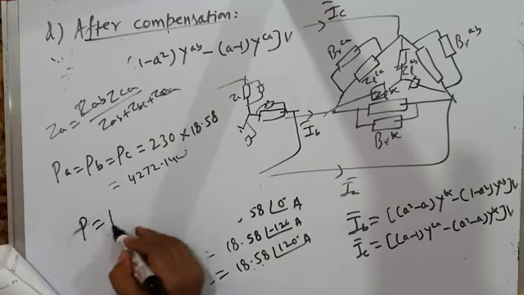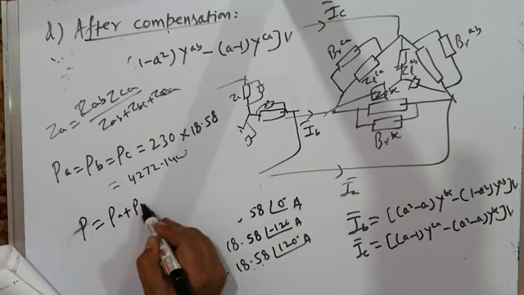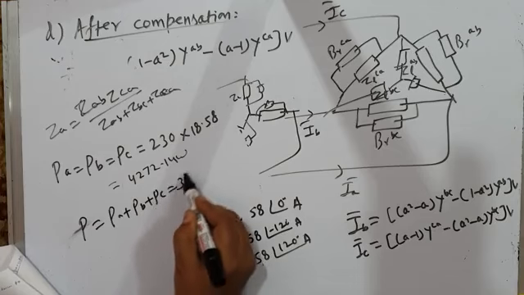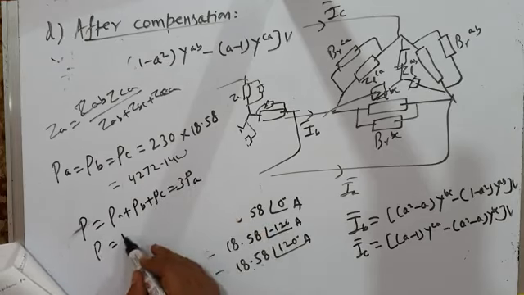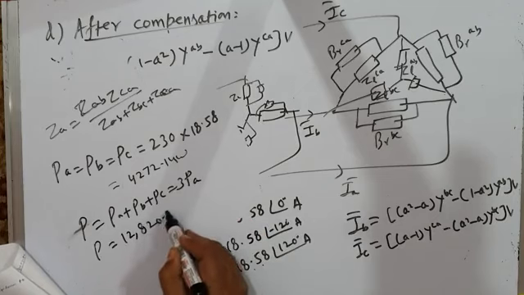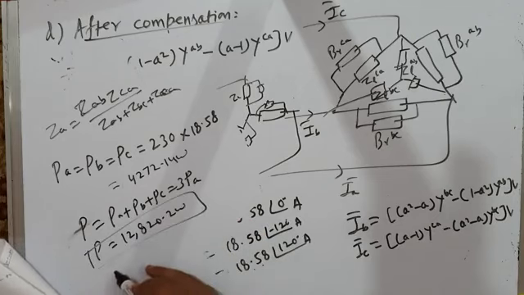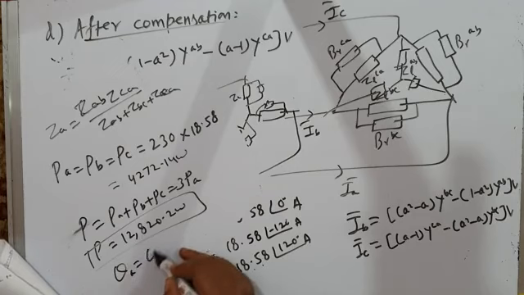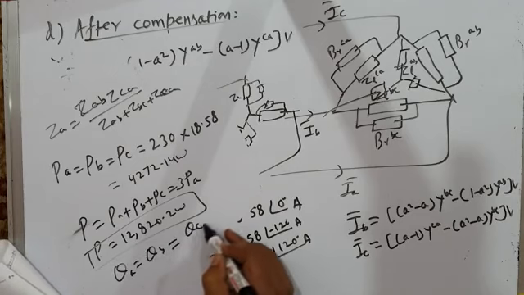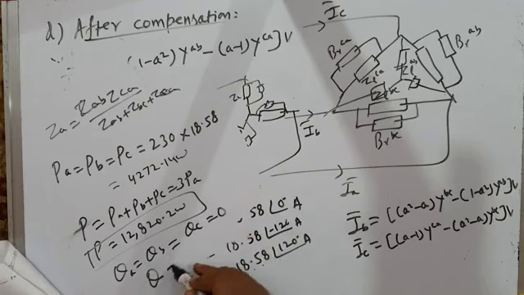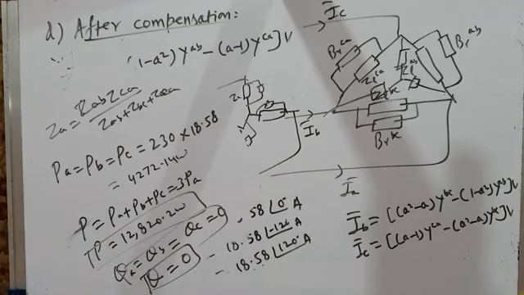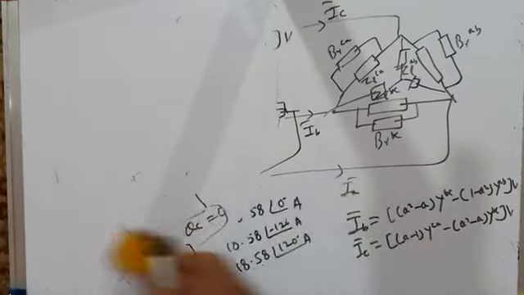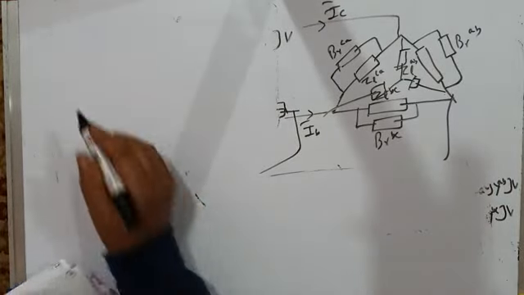P, that is PA plus PB plus PC, that is 3 times P. So yeah, 3 times PA, that is 12,820.2 watts. And total reactive power QA is equal to QB is equal to QC. No reactive power is coming from the source, so total reactive power is also 0. Now you have to find power rating of the compensator.